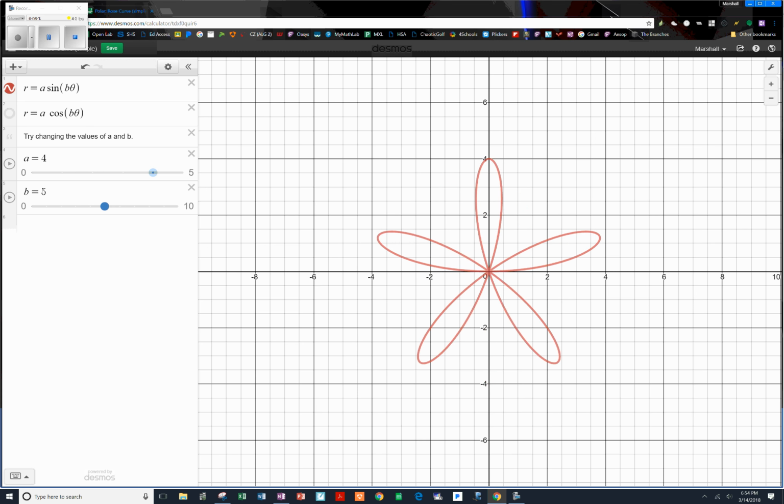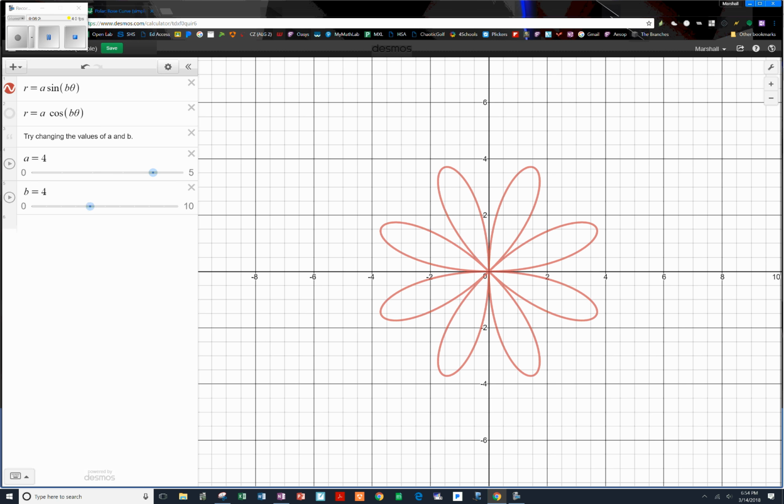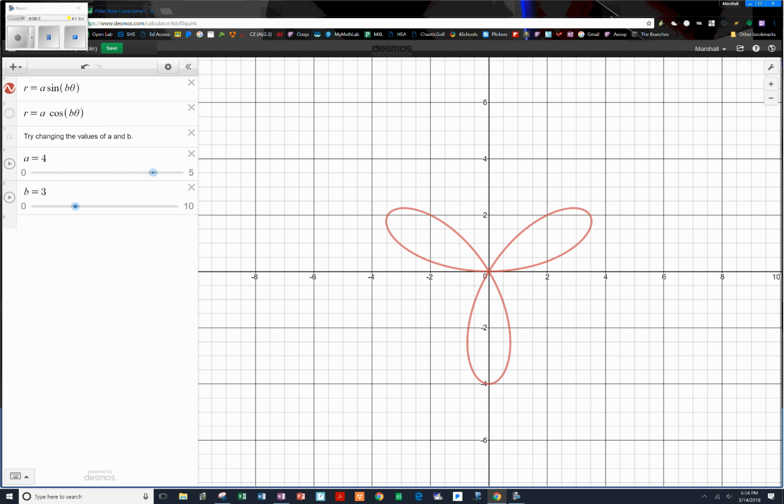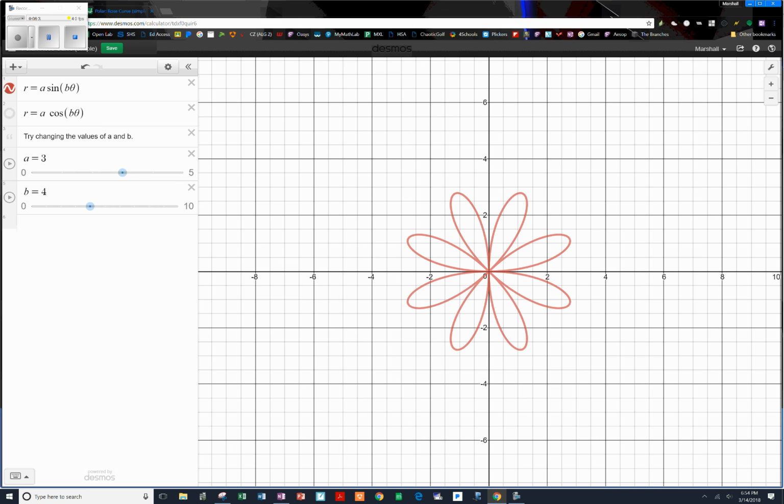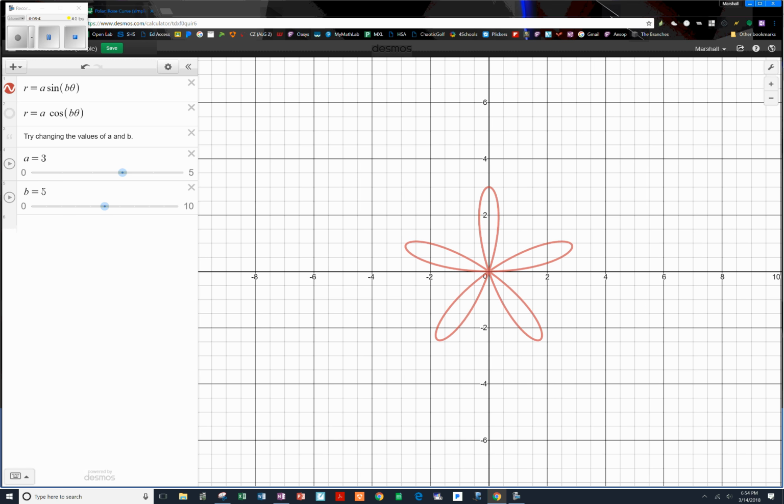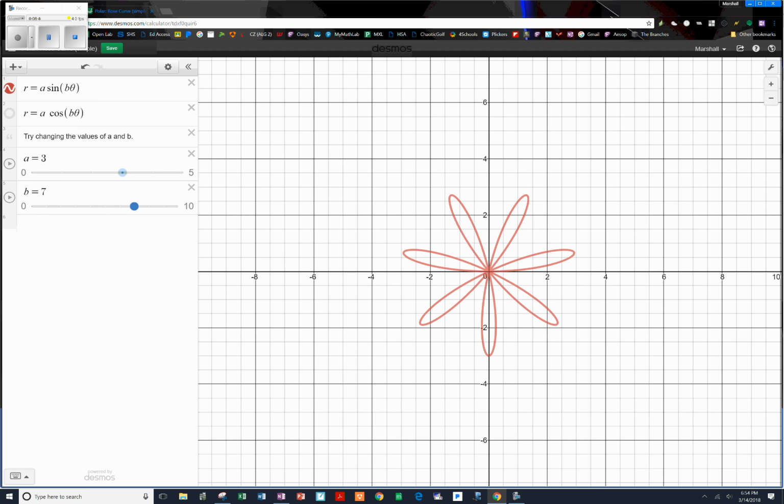All right, let's go back to our original. We said that this one was symmetric in the y-axis, correct? Now, if I go to my even number of petals, this is symmetric in both the y-axis and the x-axis, or it is symmetric in the origin. When I stay with my odd petals, they are just symmetric in the y-axis, but that is because the function we're dealing with is the sine function.